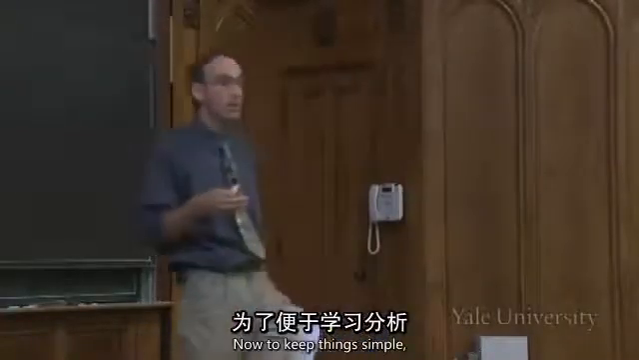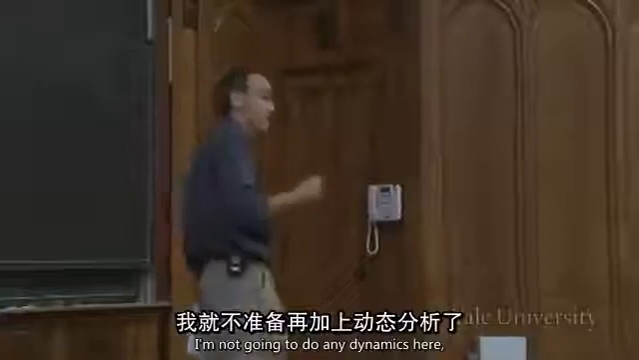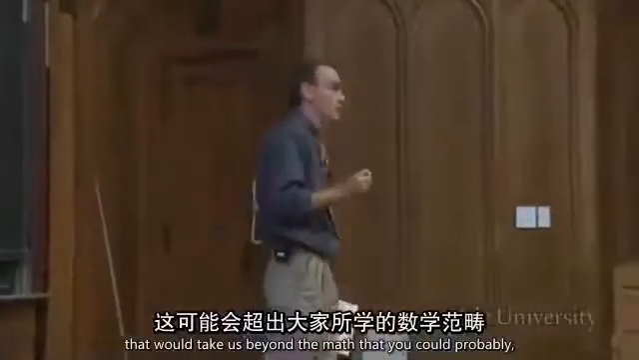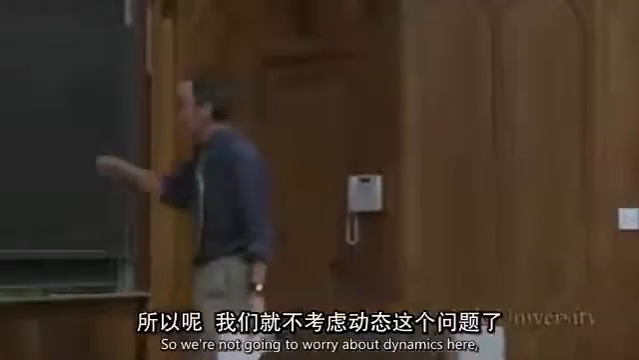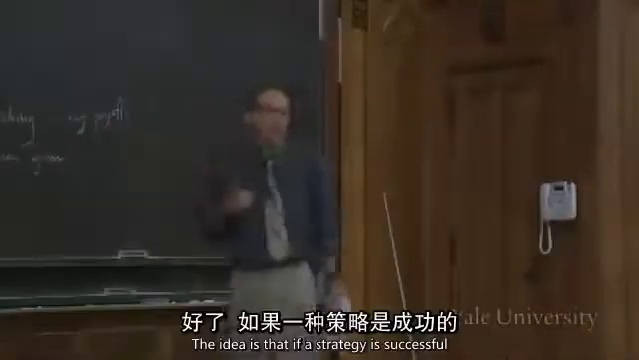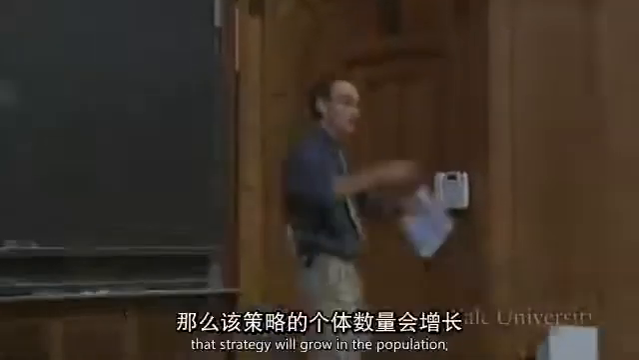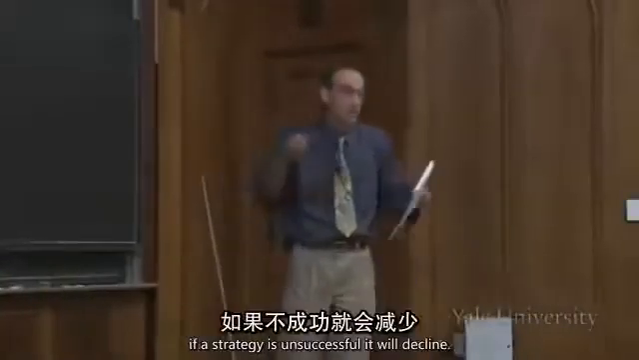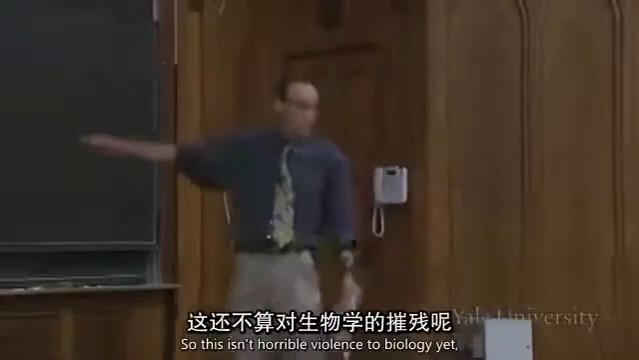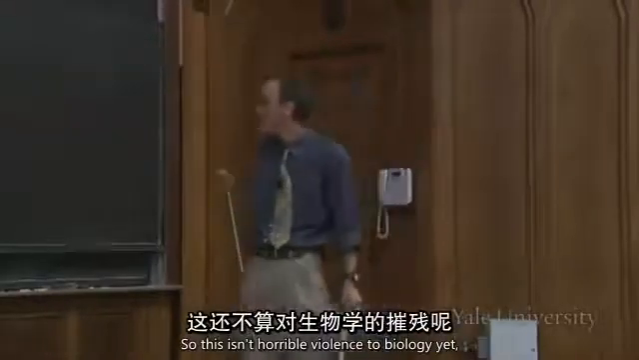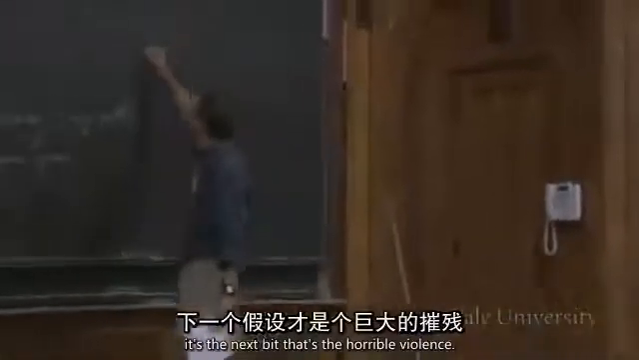All right, now to keep things simple, I'm not going to do any dynamics here. That would take us beyond the math that a lot of you can do in the class. So we're not going to worry about dynamics here, but this is the underlying dynamic. The idea is that if a strategy is successful, that strategy will grow in the population. If a strategy is unsuccessful, it will decline. So this isn't horrible violence to biology yet. It's the next bit that's the horrible violence.